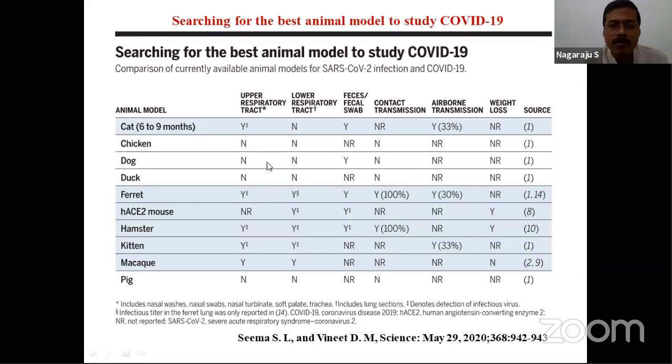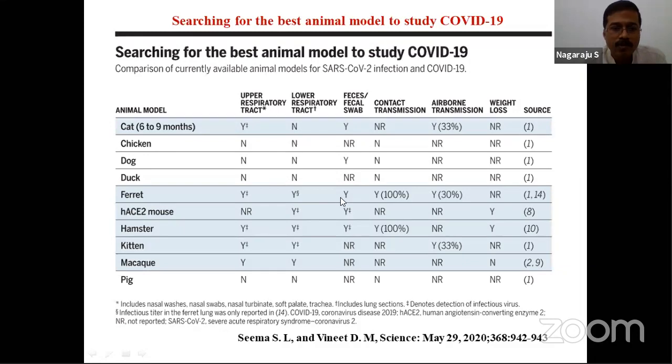When they used all these animal models, most of them were not susceptible to COVID-19 infection. See here, the cat, chicken, dog, and duck: no response. Pig: no response. The response for the ferrets, look at these ferrets. Upper respiratory tract infection, yes. Lower respiratory tract infection, yes.